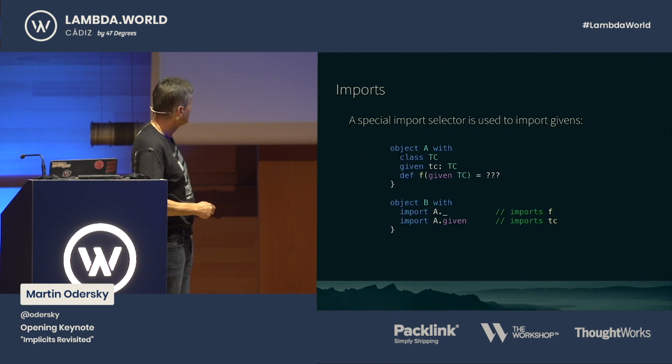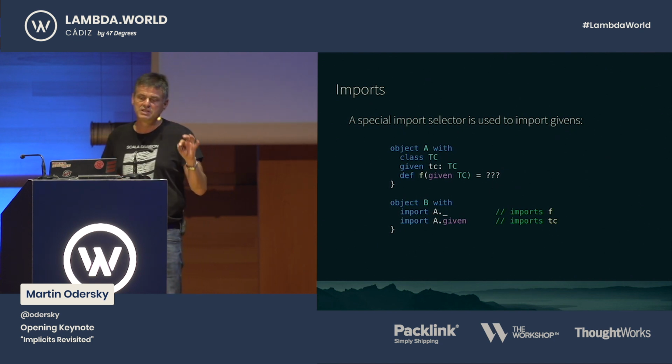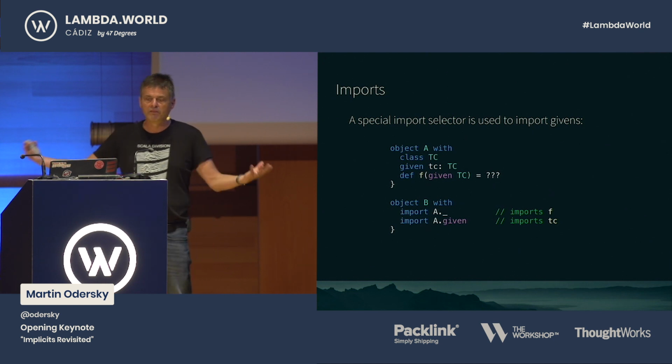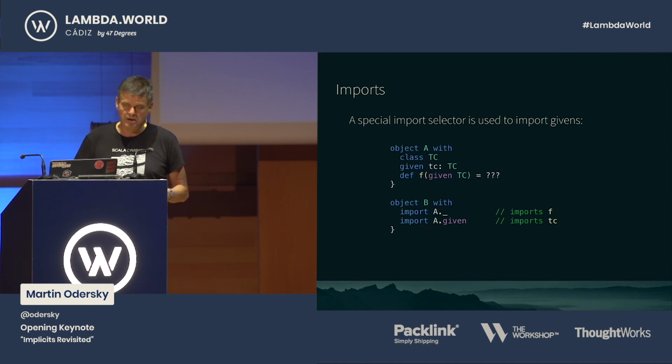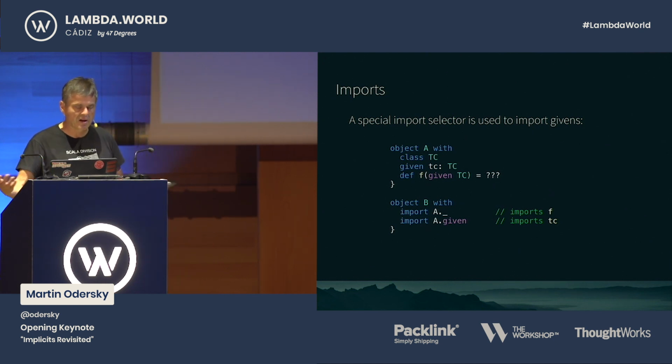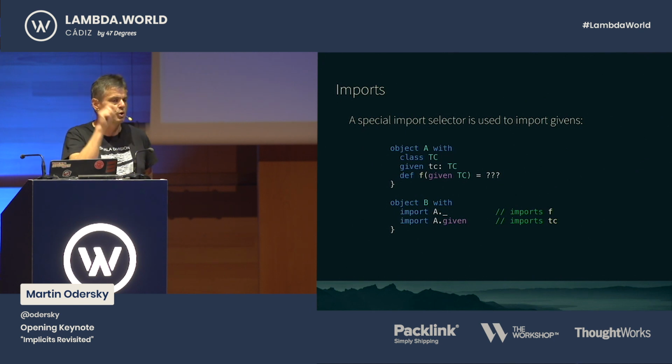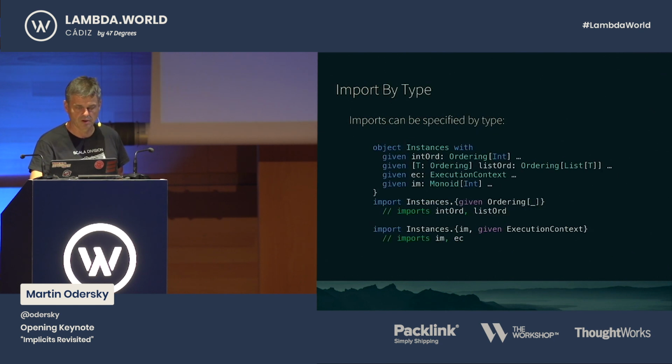One is a wildcard import, and that wildcard import would only import the F here. And the other, import A.given, so I use given now as an import selector, would import the TC. So given essentially says import all given instances in the selector. The advantage is you see it in the import list. It gets syntax highlighted. You say, OK, here's somewhere given instances get imported.